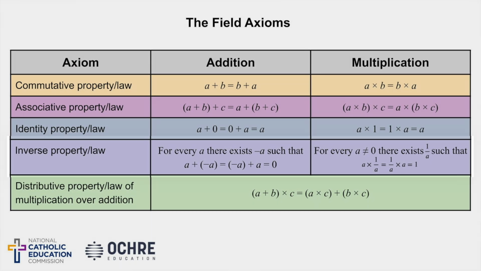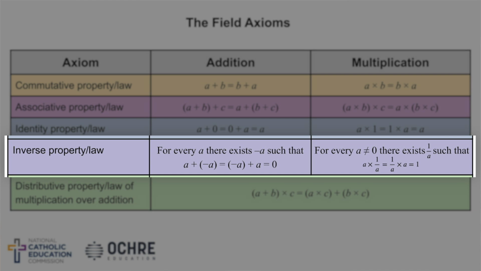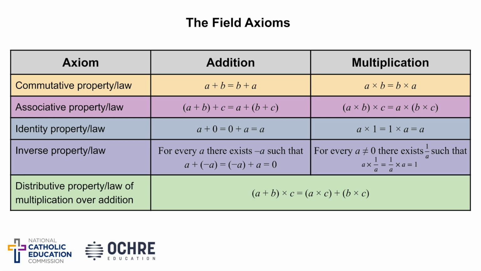Let's continue on with the inverse laws. We have the additive inverse and the multiplicative inverse. The inverse laws state that for a given number, there exists another that we can use the operation to get the identity. That is, the opposite of the number.